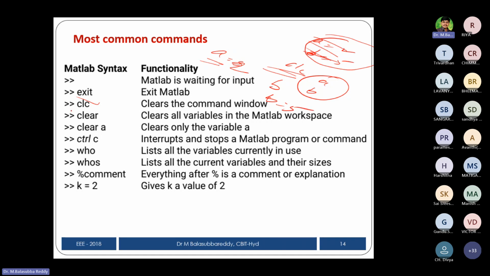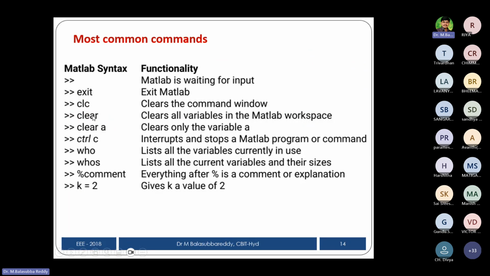But after using clear, all the variables are going to be cleared. Now if I enter A, it won't show anything. It will say undefined variable like that. So that is the reason there is a difference between CLC and clear. And with clear A, if you want to clear only a specific variable, you can clear A. Or Control C: suppose the loop is not terminating and is rotating continuously, and you want to forcibly terminate it, then you can stop the MATLAB program by Control C.